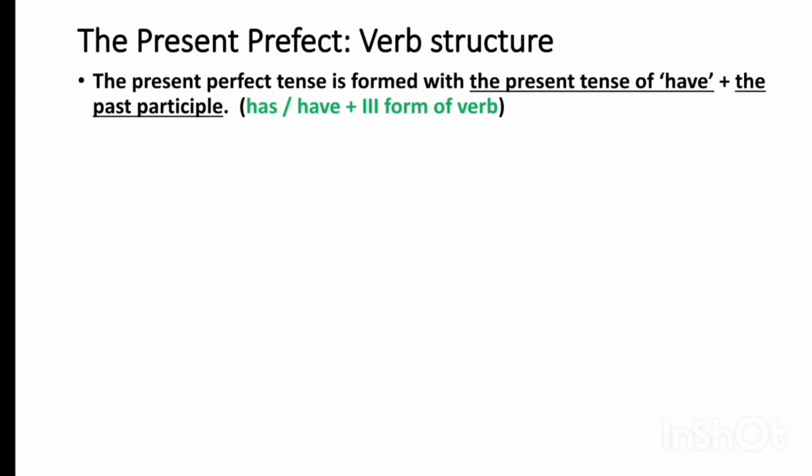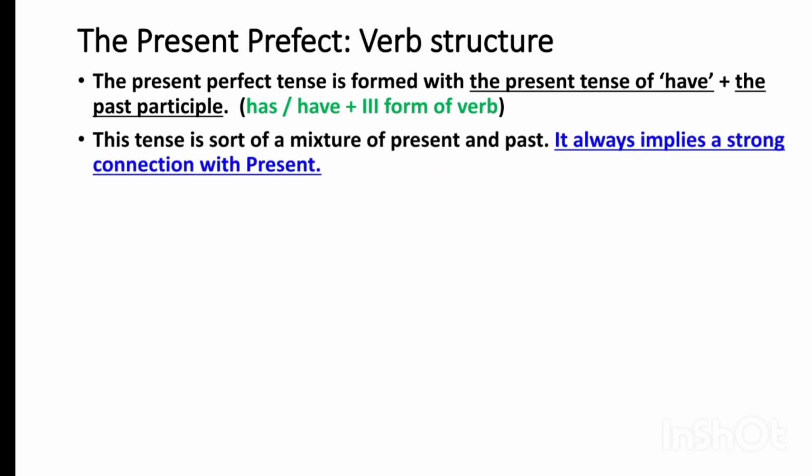The present perfect. Now we come to the verb structure of present perfect. So we have completed the verb structure of past indefinite. Now we are talking about the present perfect, and later on we will compare past indefinite versus the present perfect. So the present perfect tense is formed by using present tense of have plus the past participle. So in simple words we can say has, have plus third form of verb. If subject is singular, we use has. If subject is plural, we use have, and it is followed by third form of verb. Singular subject है has third, plural subject है have third use होता है.